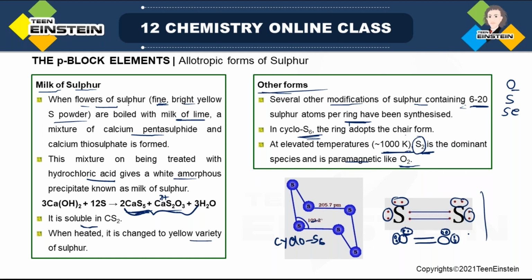So from the normal picture you will not be able to understand why it is paramagnetic. It seems as if all the electrons are paired, that is, an even number, but in the molecular orbital diagram we have seen that because of the presence of 2 unpaired electrons, it is paramagnetic. Should I repeat any part in allotropic forms of sulfur?